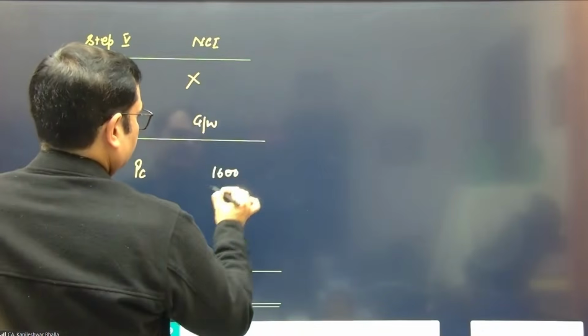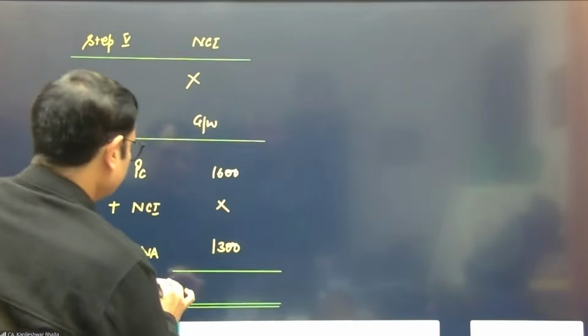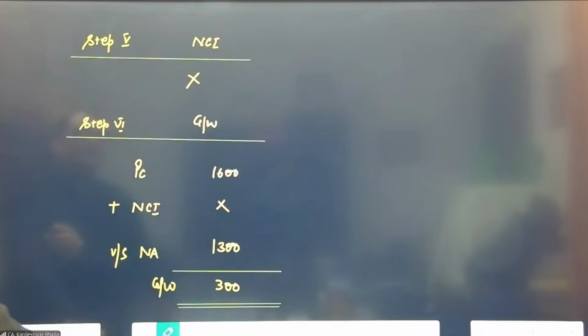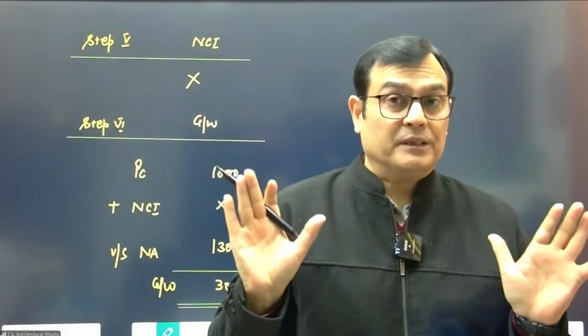So my PC, I guess, is 1600. There is no NCI. I think net assets was 1300. So I think we're getting a goodwill to the extent of 300 in this case. Right, so we're not applying step number 7 in this case. As I said, in terms of reverse acquisitions, we are only doing the 6th step. Don't put the journal entry.